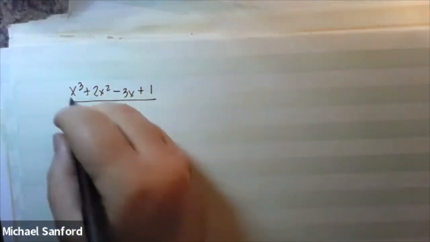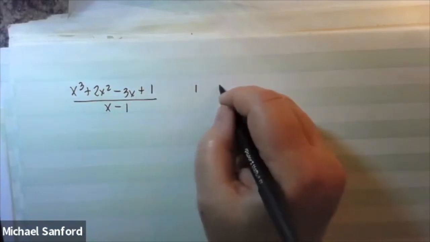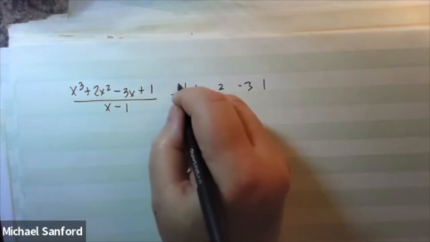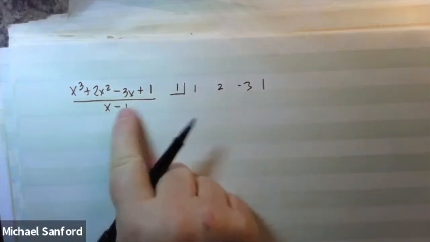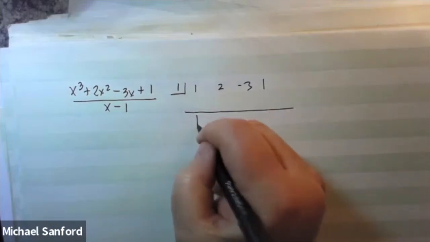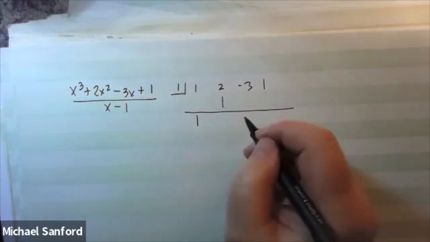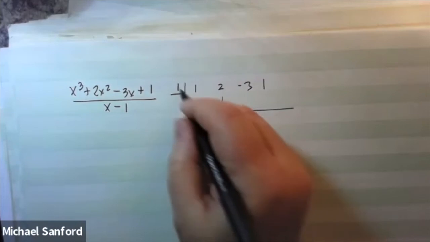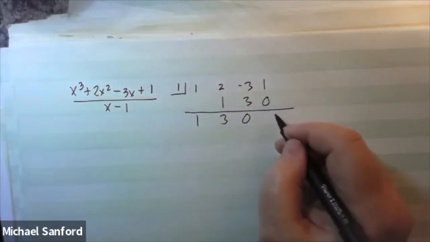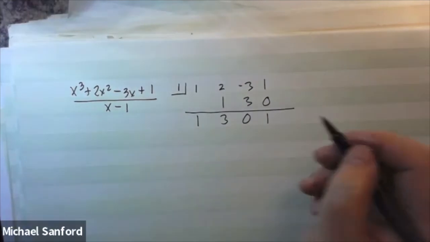All right, so I put down the coefficients, 1, 2, -3, 1. I put a little box here with the opposite sign of this one, so that's a 1. So I'm going to pull this down, 1, multiply those together, add them, 3, multiply them, 3, I get 0, multiply those, I get 0, add those, you get 1.